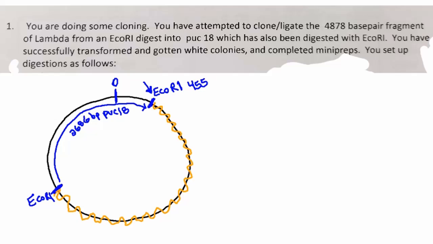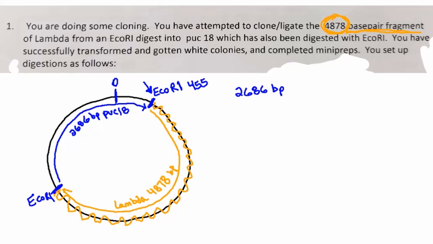pUC18. And then on this lambda, we know the lambda is a 4878 base pair fragment because it was told to us in the problem. So we're going to go ahead and mark this section right here as lambda, 4878 base pairs long. So if you add up the 2686 base pairs and the 4878 base pairs from the lambda, you end up getting 7564 base pairs total for this whole thing.